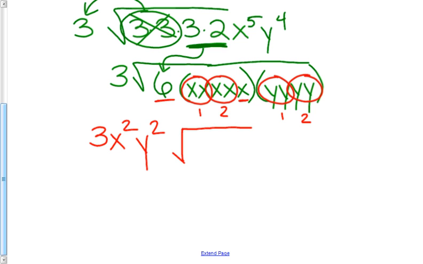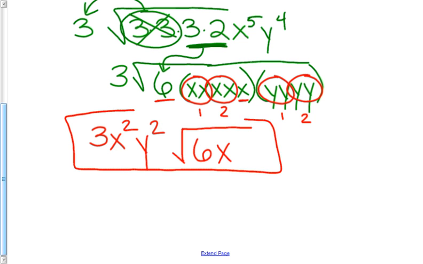Underneath the radical, I still have that 6, and I also have the x that's left over without a pairing. This is our complete answer. Make sure in a problem like this that you not only simplify the number, but you also simplify the variable. A lot of students will simplify the numbers correctly, but they'll leave the variables by itself, and that's not a complete and correct answer.